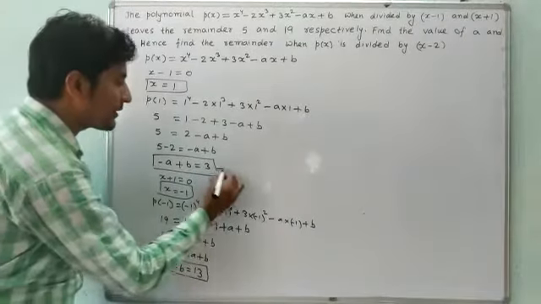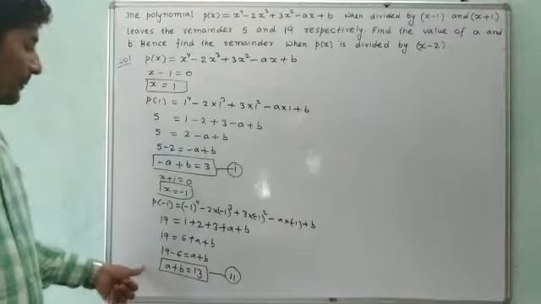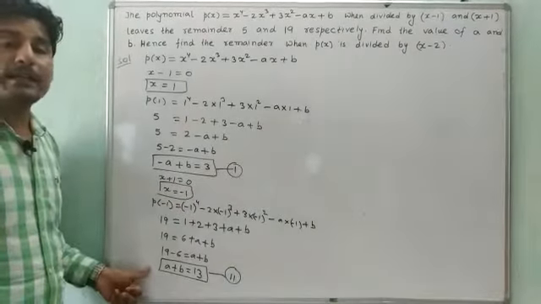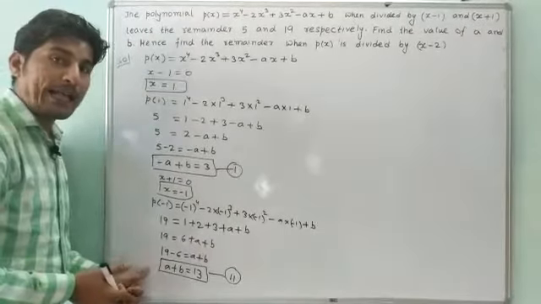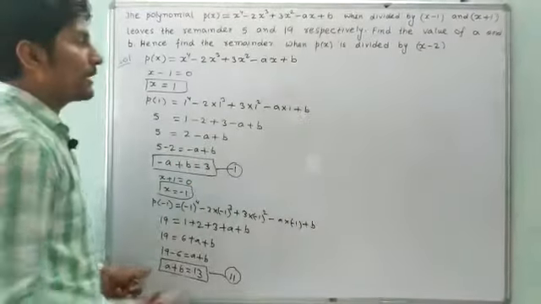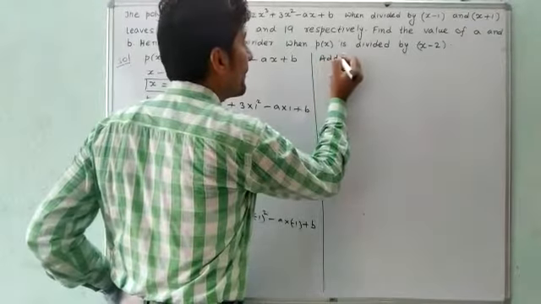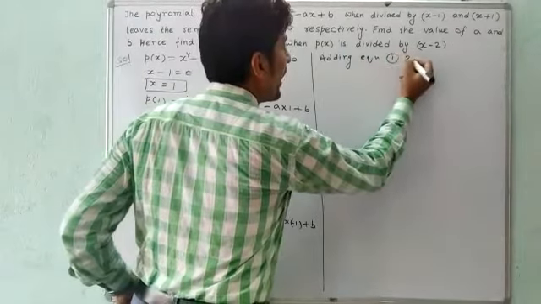So we got two equations. This is equation number 1, this is equation number 2. If we will add both the equations, then we can get the value of b because a will be eliminated. Minus a plus a both will cancel. So we are going to add both the equations. Adding equation 1 and 2.